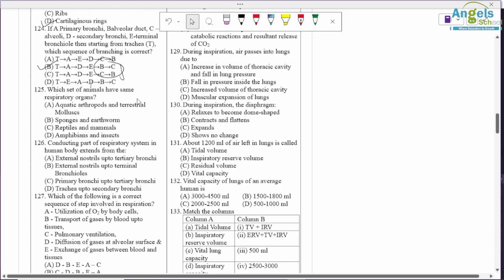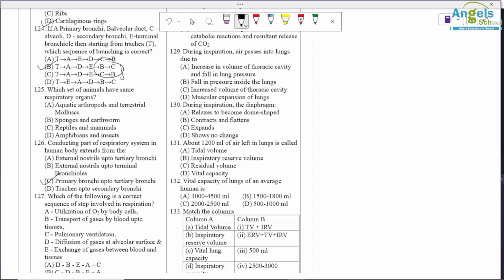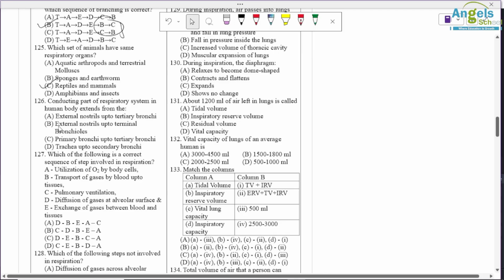Which set of animals has the same respiratory organ? Okay, so aquatic arthropod and terrestrial mollusk. Aquatic arthropod contains gills, terrestrial mollusk contains lungs. Sponges breathe from body surface. Earthworm has moist skin. Reptiles and mammals have lungs. So here C option is correct. Amphibian and insect also have different respiratory organs.